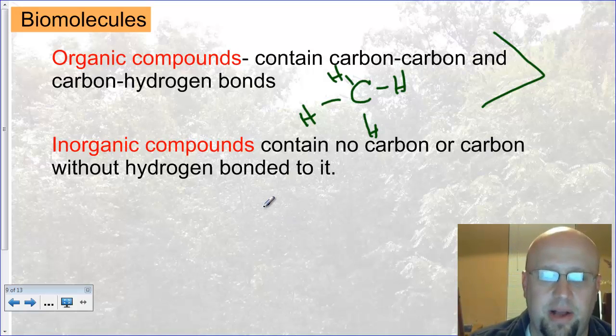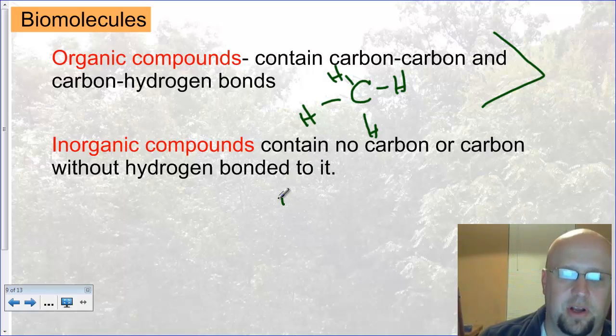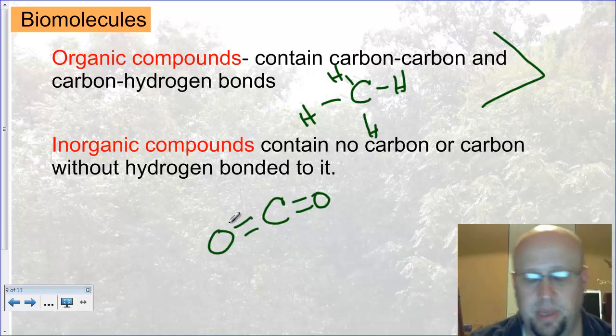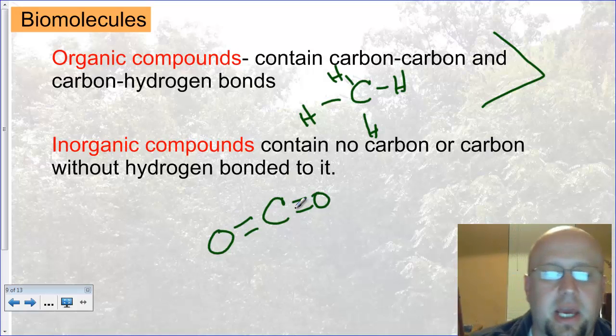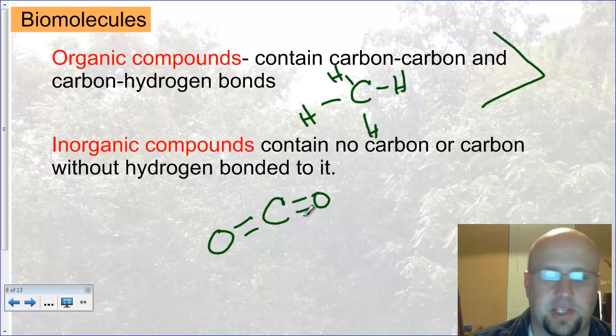Now, inorganic compounds don't have carbon, or they have carbon that doesn't have any hydrogen bonded to it. And sort of the classic example of this is carbon dioxide, CO2. It has carbon in it, which would immediately get the brain to think that it's organic, but there's no hydrogen in it, so we would classify carbon dioxide and carbon monoxide as inorganic compounds because they don't have any hydrogen bonds in them.